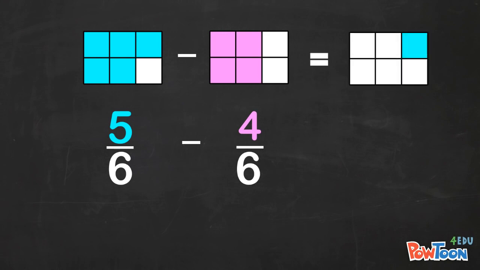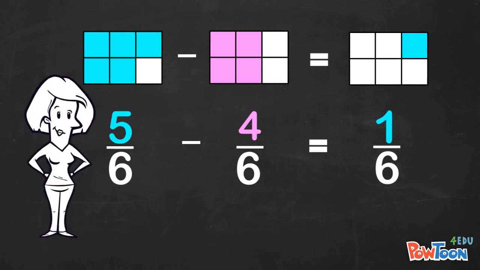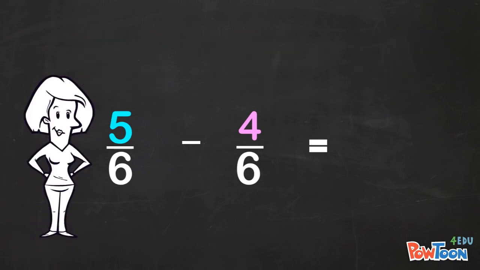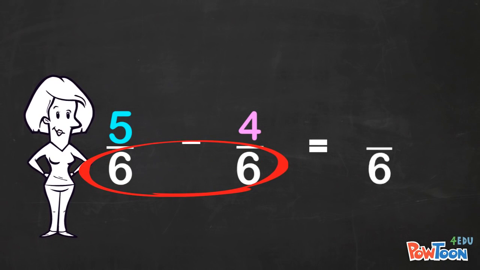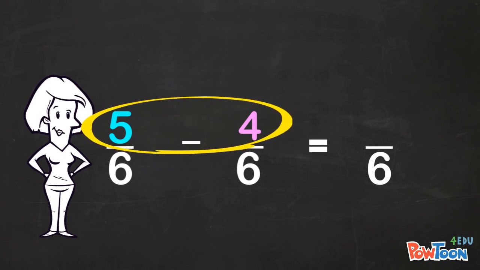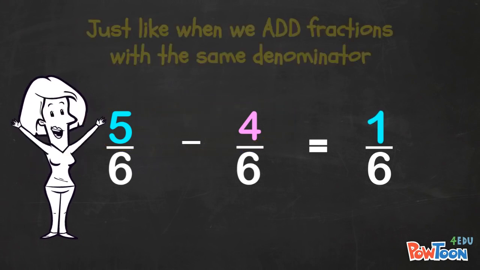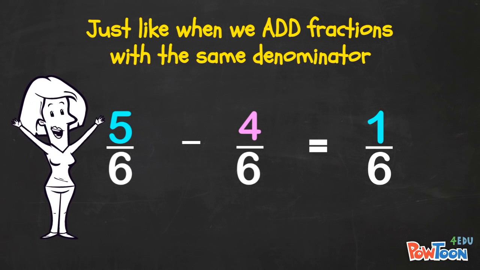1 part out of 6. 1/6. And without the diagrams, you can see the denominators in our problem are the same. We keep the same denominator in our answer, and we only use subtraction for the numerators. This is just like when we add fractions with the same denominator.